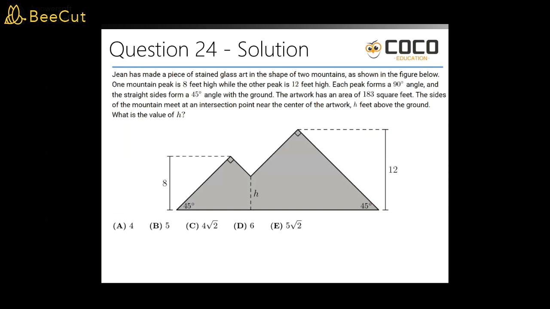Question 24. These are two right angle isosceles triangles. They overlap with each other. So let's get the triangles.